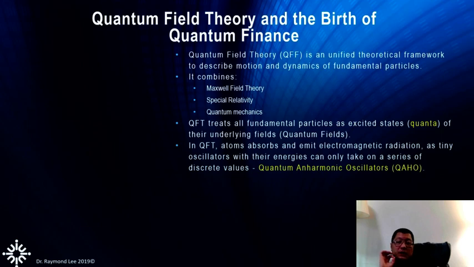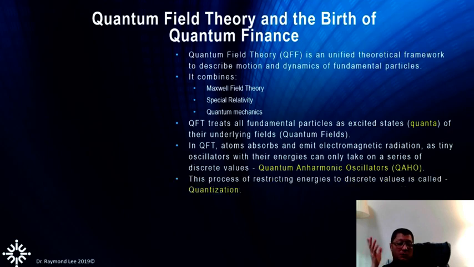In quantum field theory, atoms excite themselves and emit electromagnetic radiation in terms of light most of the time, tying the oscillation with the energies, okay, with different discrete states, what we call a quantum harmonic oscillator. We will go back to it later on, don't worry. Just the simple concept first. And all this energy level is discrete, so they are not continuous, okay?